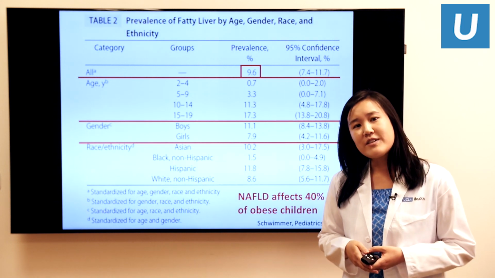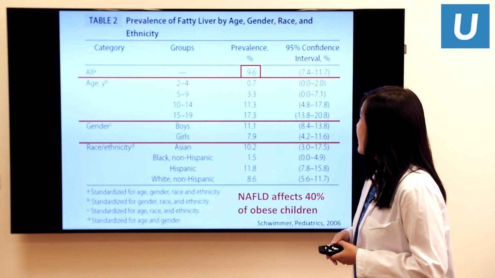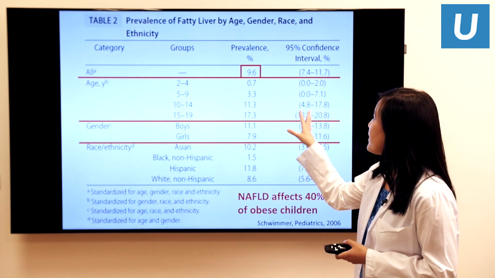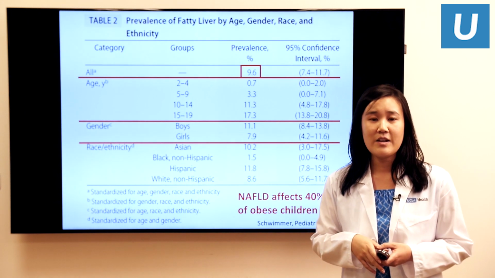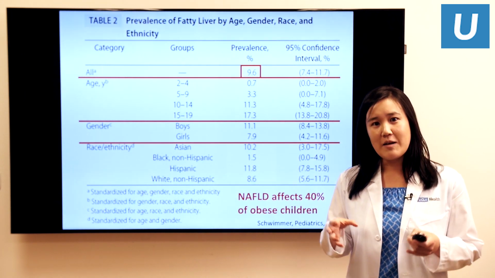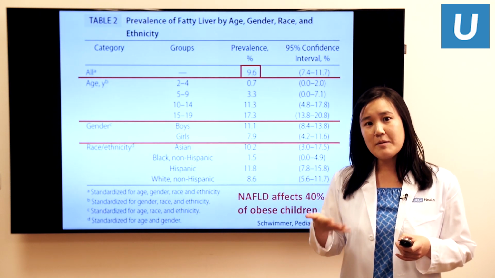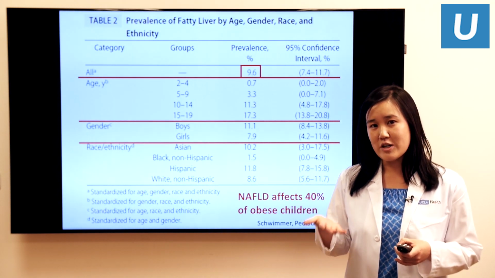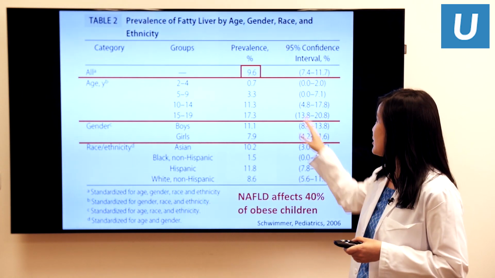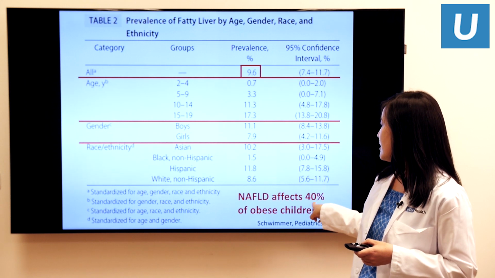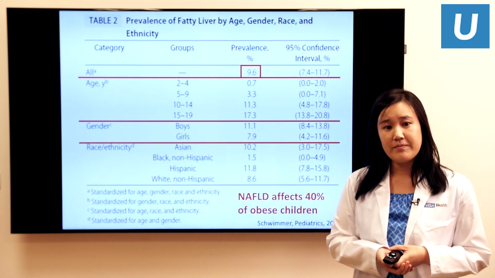Let's look at the prevalence of fatty liver in pediatrics. This was a paper that showed that the overall prevalence of fatty liver in all children is about 10%. If you only look at pediatric patients with obesity, meaning that their body mass index, or BMI, is greater than 95th percentile, that percentage will increase from 10% to 40%. So fatty liver affects 40% of obese children.